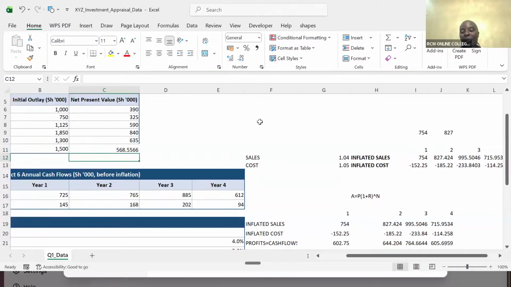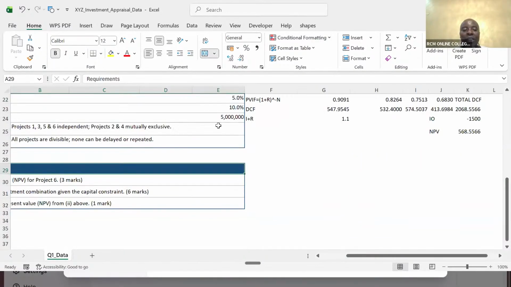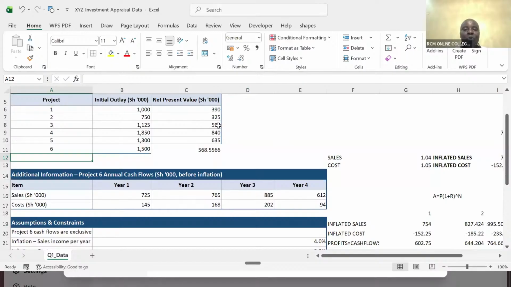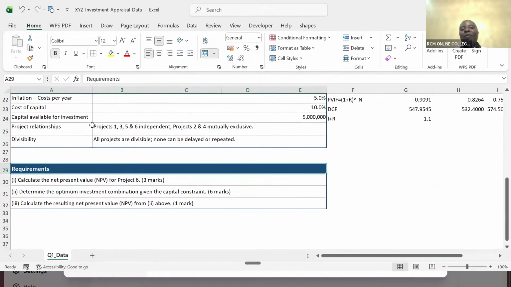So then, gentlemen, we happen to be having net present values very nicely. If we say page down here, they want us to determine the optimum investment combination given the capital constraint. Remember, we have a capital constraint. If we say page up, we're told the capital which is available is only 5 million. So now, ladies and gentlemen, remember, we are dealing with what we call capital rationing.